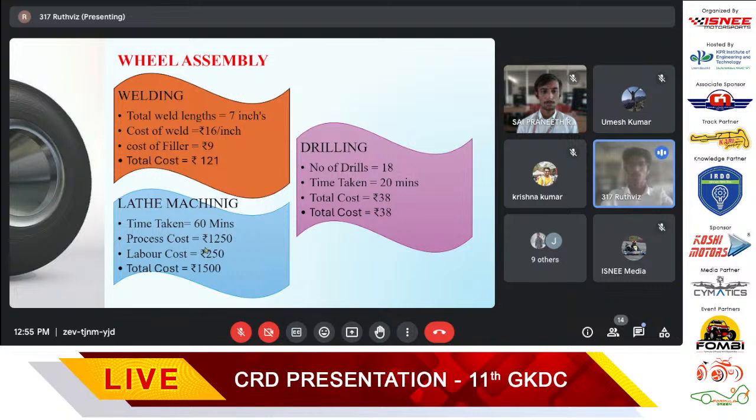Coming to drilling, the total number of drills is 18. Time taken is 20 minutes. Total cost would be 38 rupees. Next, coming to lathe machining. Here in lathe machining, we have done both the stub axle and the hub. Hub material is aluminium, whereas the stub material is MS. The machining cost of MS and aluminium is approximately the same. So the total cost is around 1500, where the process cost would be 1250 and the labor cost is 250 rupees.